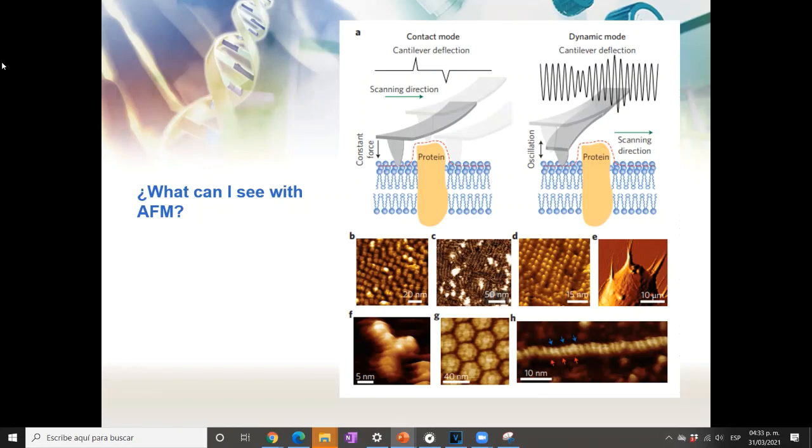What can I see with AFM? In this case, I have different kinds of images and I will explain some of them. I explain the letter V, the letter E, and the letter H.